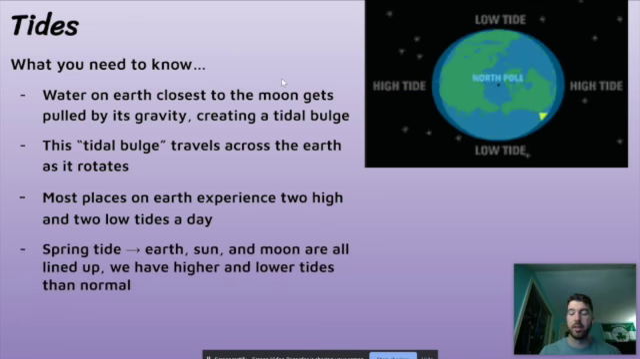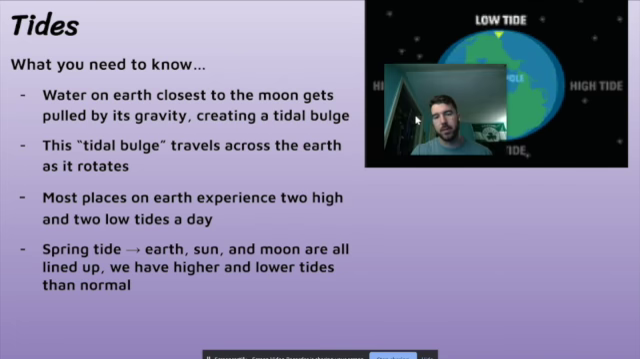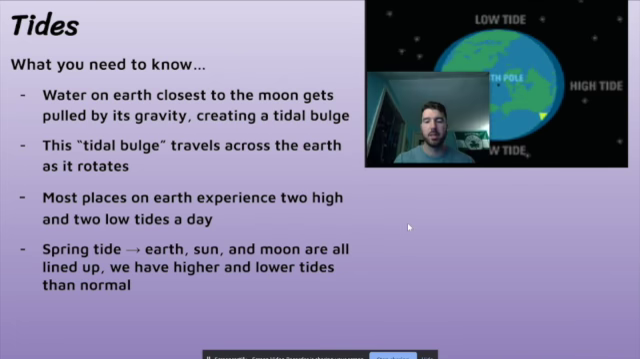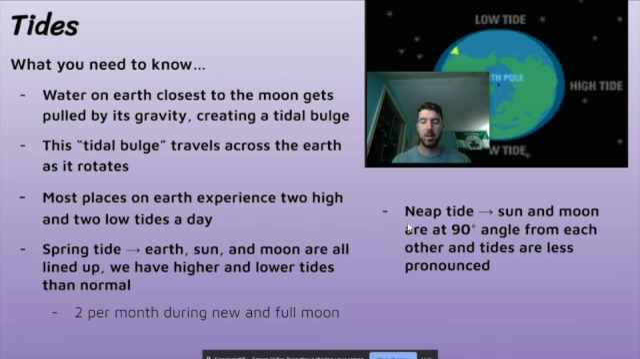You need to know the difference between a spring tide and a neap tide. In a spring tide, the Earth, sun, and moon are all lined up. We have higher and lower tides than normal during a spring tide. And finally, you need to know neap tides. Oh, by the way, we have 2 spring tides per month, once during a new moon and once during a full moon.